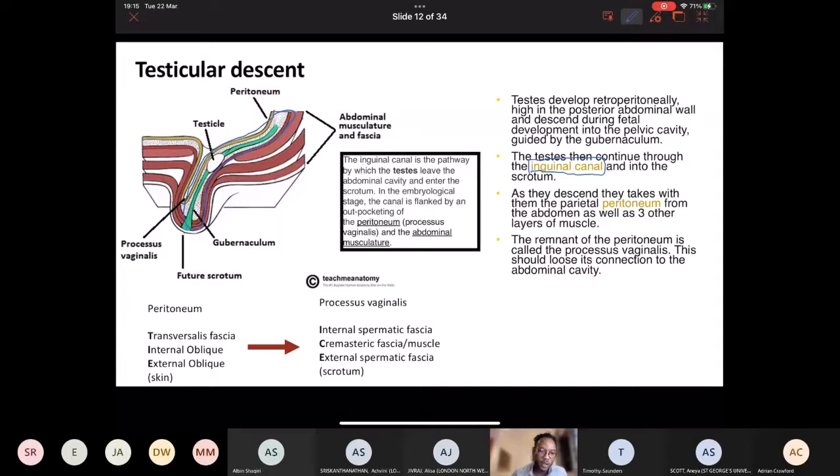Now, there are three key layers that you need to know of the inguinal canal. We've got the transversalis fascia, the internal oblique and the external oblique, and as they create this processus vaginalis, which eventually becomes the scrotal sac, the name changes into the internal spermatic fascia, the cremasteric fascia or muscle, and the external spermatic fascia. So in males, the spermatic cord will all be involved in this area. And so this is the inguinal canal. It's a very key point for testicular descent.